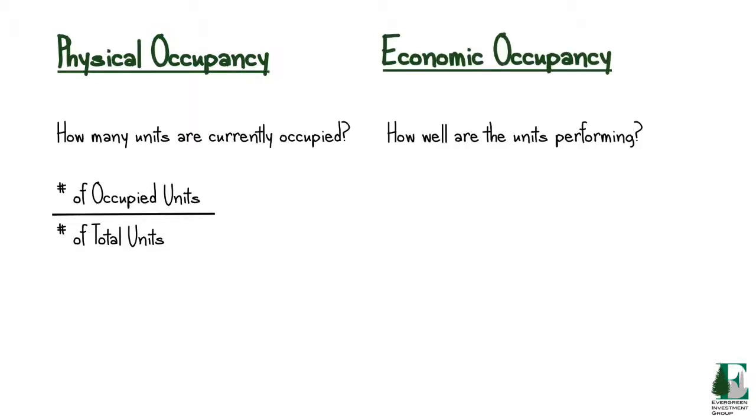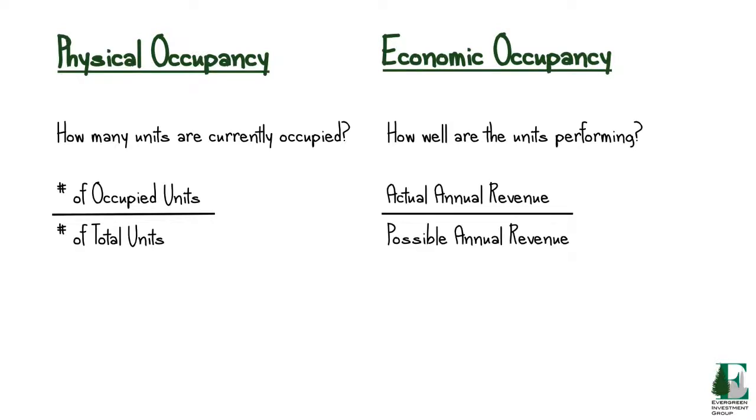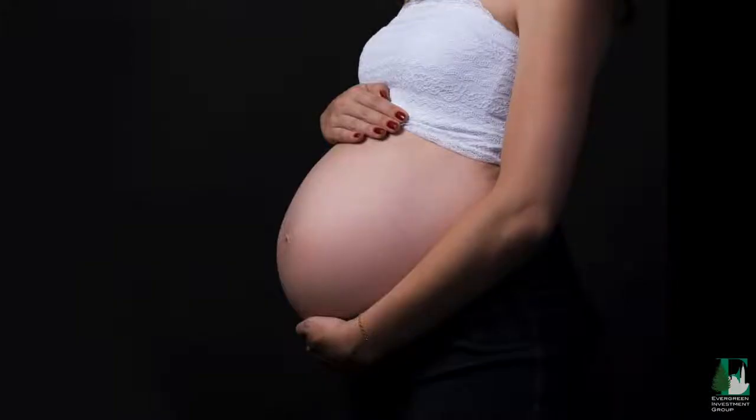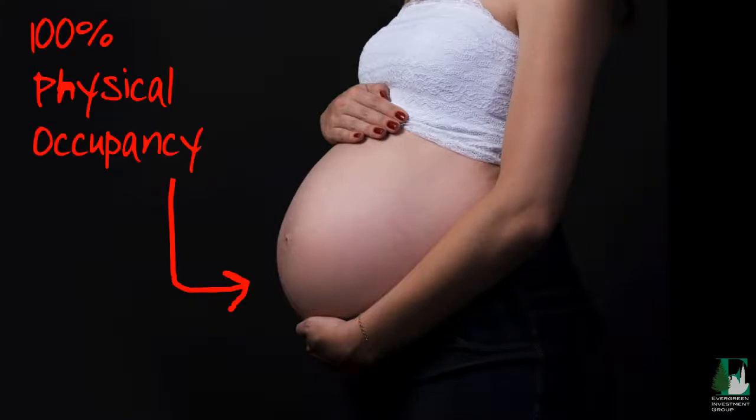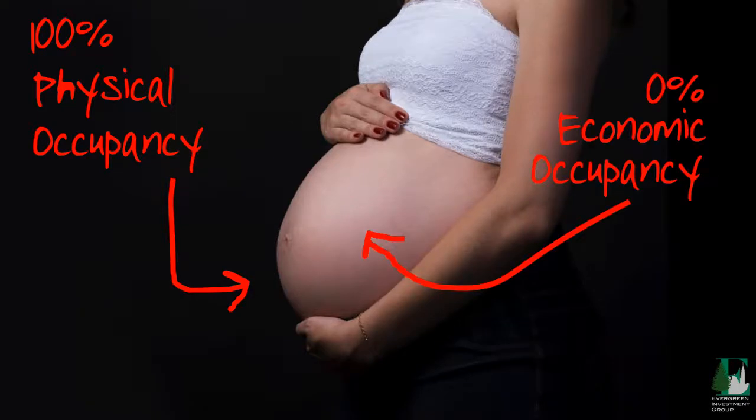Economic occupancy tells you how well the units are actually performing, and its calculation is dividing actual annual revenue by possible annual revenue. A simpler and certainly much more memorable way to understand the difference between the two concepts is to take this young lady who's clearly pregnant and she's got a baby on the way. She has 100% physical occupancy, but unfortunately she also has 0% economic occupancy because that kid is eating all the food. He's certainly taken up a lot of energy and definitely paying no rent. A real-world example of the two concepts.